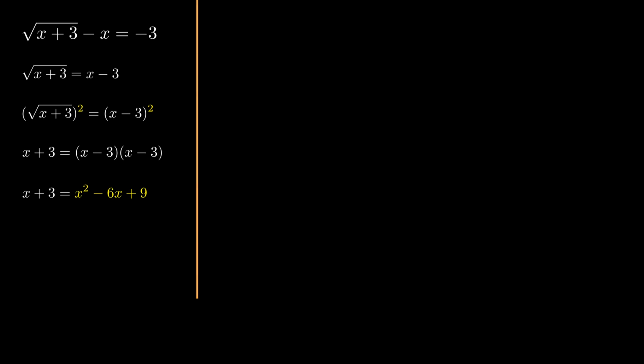From here, we move everything to one side. Now we have 0 equals x squared minus 6x minus x plus 9 minus 3. We collect like terms, and everything becomes x squared minus 7x plus 6.